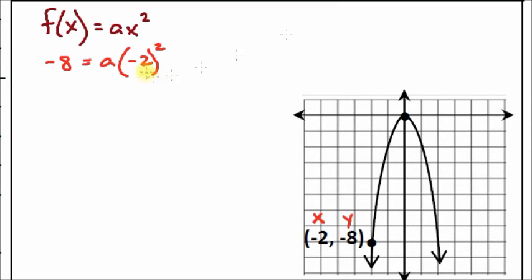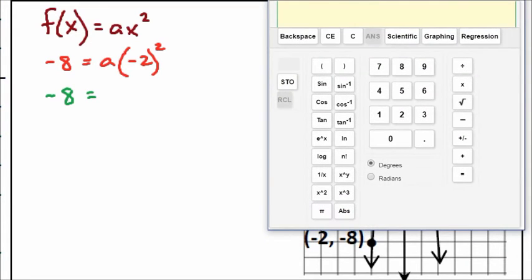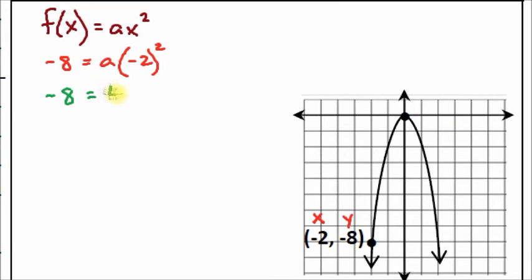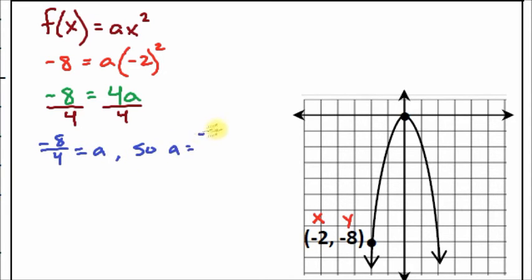Alright, let's evaluate x squared. So -8 is equal to (-2) squared. Some of you might write -4. Let's make sure you recognize that is not correct. If we put parentheses and put -2 and we square that, you will get +4, because -2 times -2 is +4. So this is going to be 4a. Let's divide both sides by the coefficient on a. That means -8 over 4 is equal to a. So a is equal to -8 over 4, and if you take -8 and divide it by 4, you're going to get -2. For those of you who struggle with that part of math, just put it in your calculator.